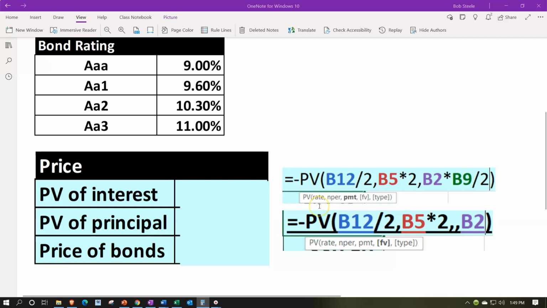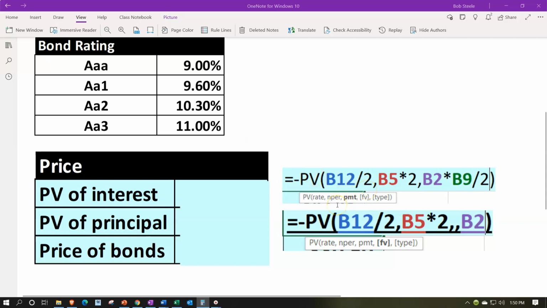So negative, we've got the rate. The rate would be the market rate, which we're saying is now the changed rate to the AA3 rating, which would be the 11%. But that's a yearly rate. Remember, every time you see a percent, it's usually a yearly percent. And if we want to break it down to some other period other than a year, which we do here, 6-month or half-year periods, we're going to divide it by 2.